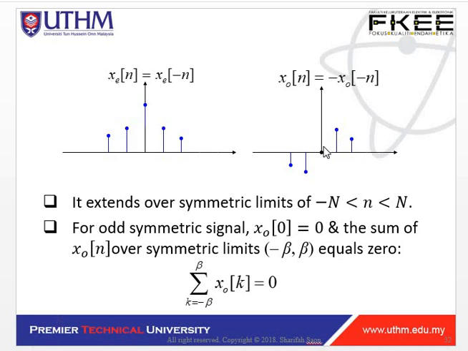It is worth taking note that for the odd symmetric signal, x odd[0], that is at t equals 0 or at the origin, the value is 0. Why? Because when you sum from negative infinity to infinity, everything is cancelled out, so you get the value of 0. So x odd at 0 is 0.